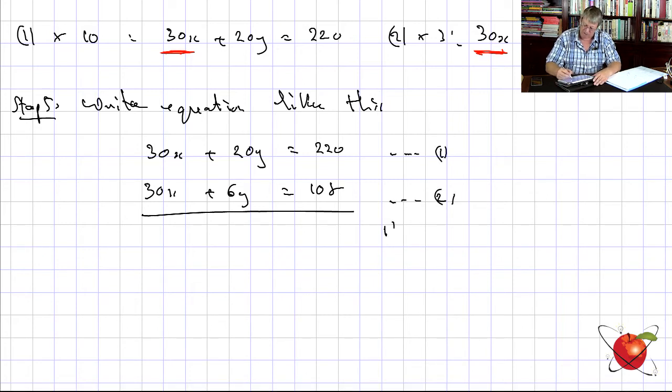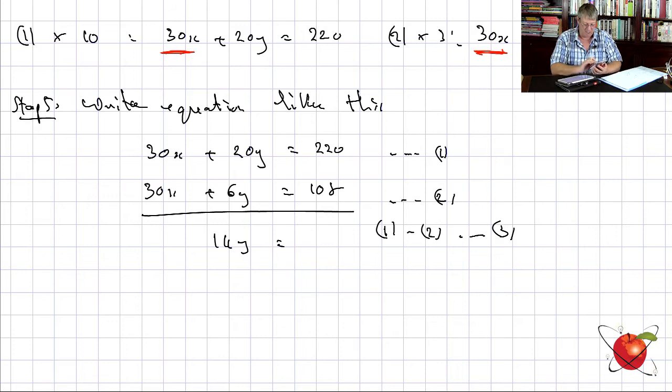I do 1 minus 2 is equation 3. That means my x is gone now, doesn't it? That means I've got 14y equal to 220 minus 108, okay, is equal to 112. And y is going to be equal to, okay, I've got 9. I've got an error in there somewhere. But anyway, okay, I'll go through.